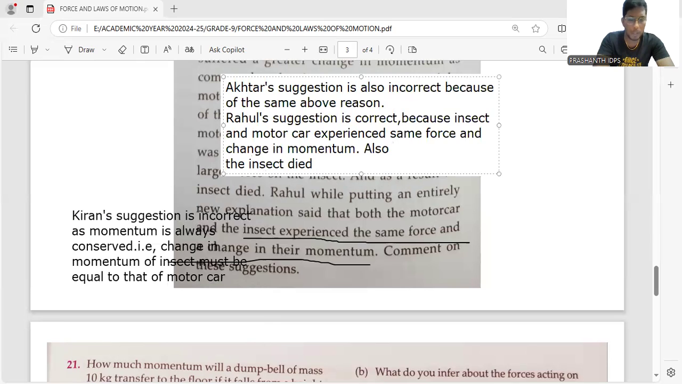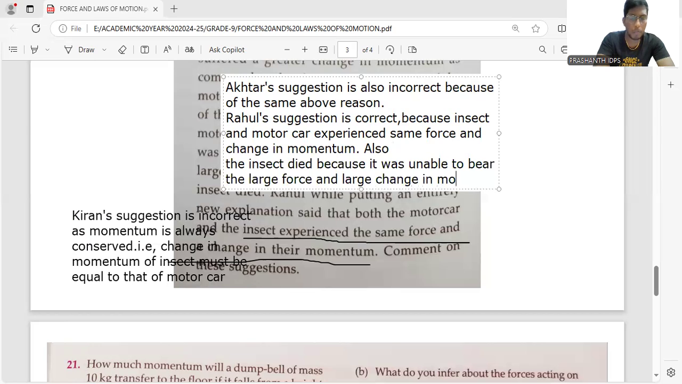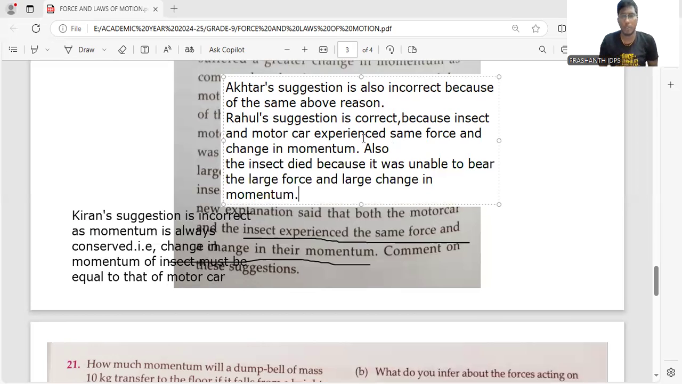died. Why? The insect died because there is another reason: the mass of a very small insect will be so small. The insect died because it was unable to bear the large force and large change in momentum. This is the answer for the 20th question. Okay, simple assumption.